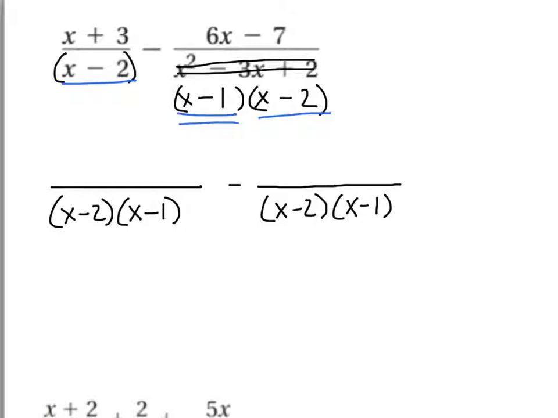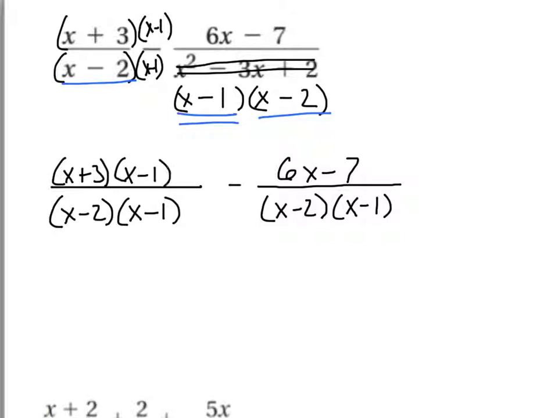Okay, so what do we need to do to our numerators? Well, the second fraction, we didn't change anything, so it's going to stay 6x minus 7. And notice that 6x minus 7, we can't factor that. It is what it is. And in the first fraction, we have to multiply the top and bottom by that x minus 1, because that wasn't present originally. We had to make it to give our common denominator. So we have then x plus 3 times x minus 1.